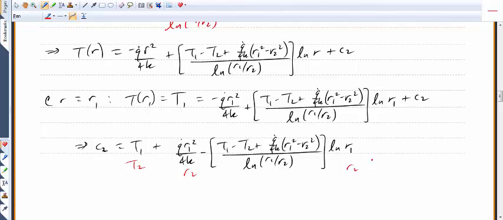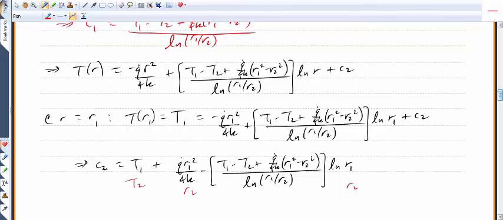But we'll just go with the equation for C2 that we have above. Now, if you look at this and compare that to the equation up above, you can see that there is this term q dot times r squared over 4k up top, and a q dot r1 squared over 4k on the bottom. So what we can do then is combine them, and that'll make our writing a little bit easier since there's a lot of terms.